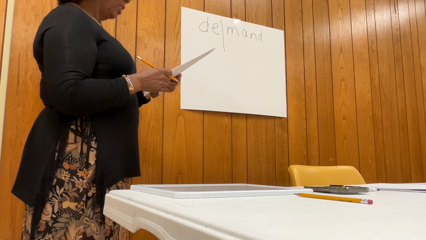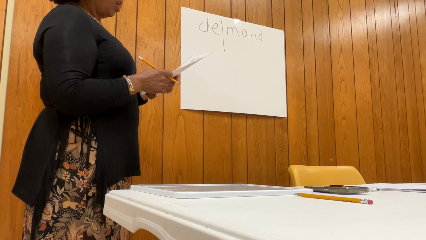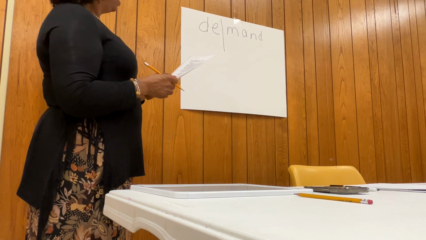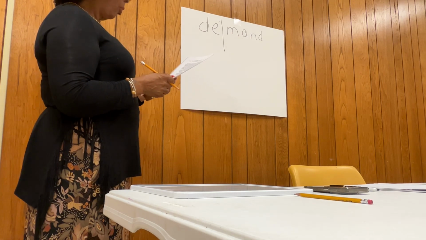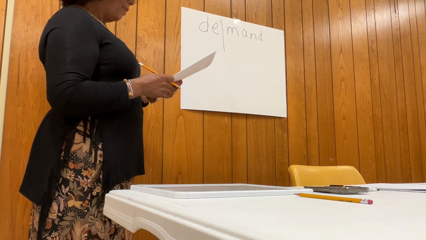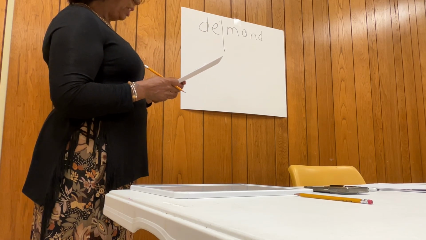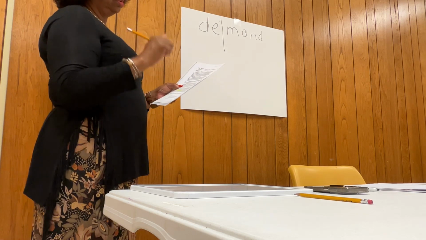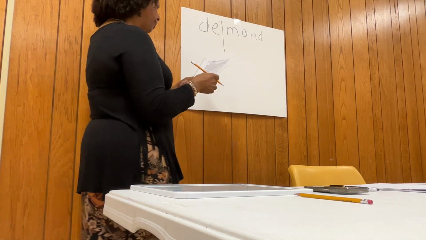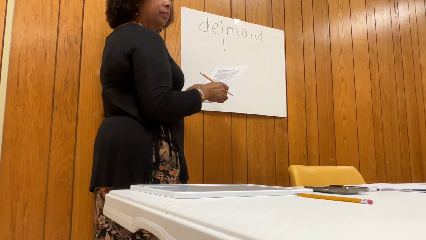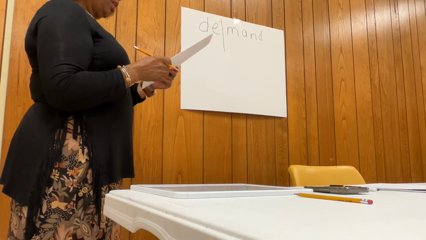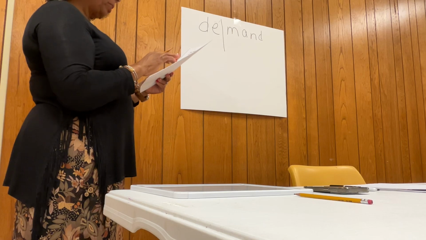Tell me about the first syllable. Is it open or closed? It's open, yes. It's an open accented syllable because we have the accent mark. The vowel in an open accented syllable is what? Is it long or short? Long. So we code it with the what? Macron. So we're going to put a macron over the E. I will code this vowel with the macron.